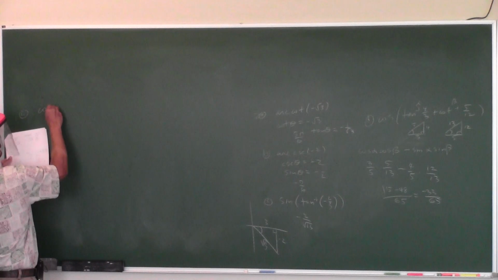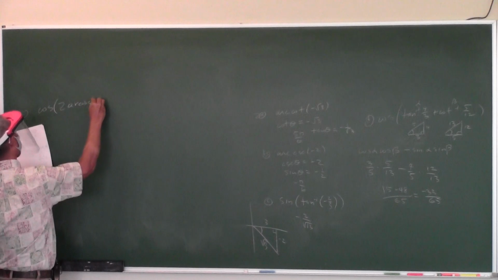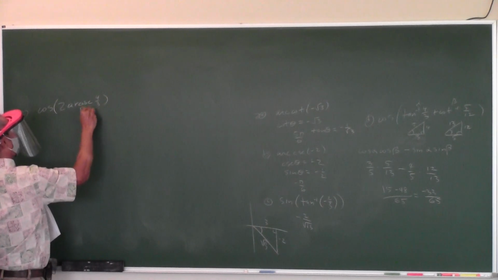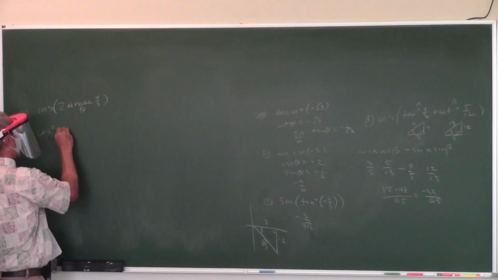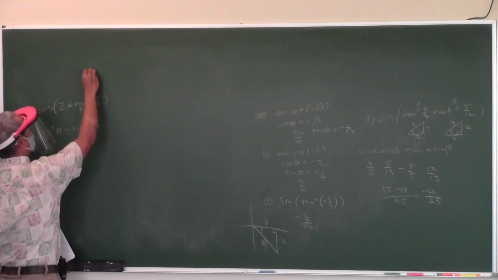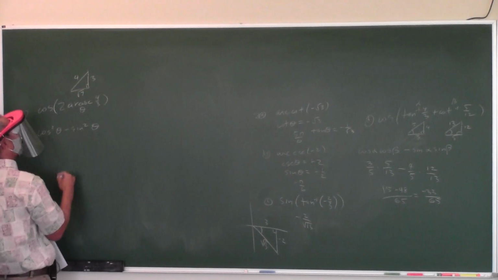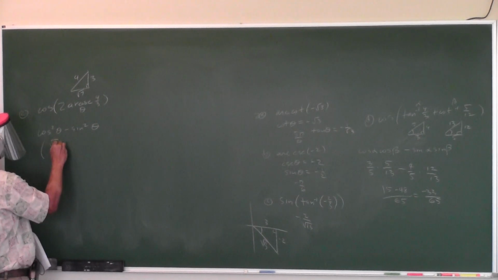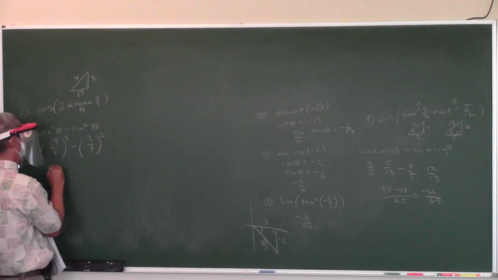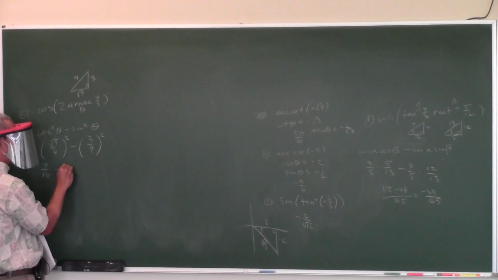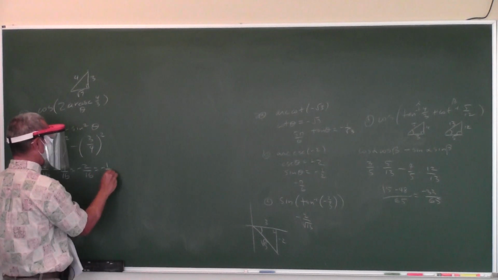E, cosine of 2 theta, arc cosecant 4/3. So cosine, why don't we use a different identity then? No, this is still my favorite. I'm still doing it. If you draw the triangle, 4/3, root 7. So cosine is adjacent over hypotenuse squared, opposite over hypotenuse squared. 7/16 minus 9/16, negative 2/16, negative 1/8.